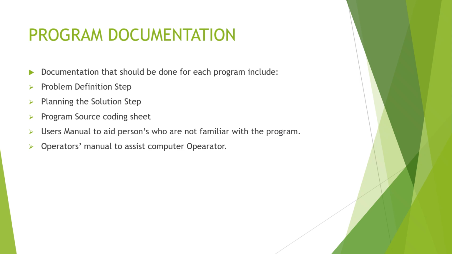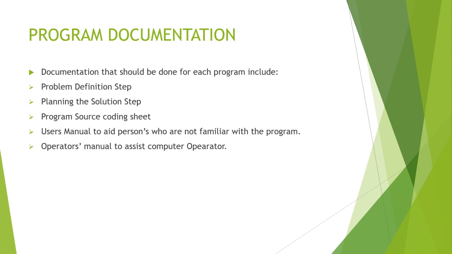The first thing that should be there in the documentation is the problem definition step. The second one is the planning, the solution step. The third is the program source coding sheet. And then the fourth is the user manual to aid the person who is not familiar with the program. Like you see in most electronics that we buy, notice that there's always a user manual.